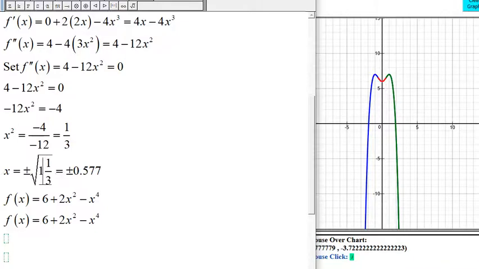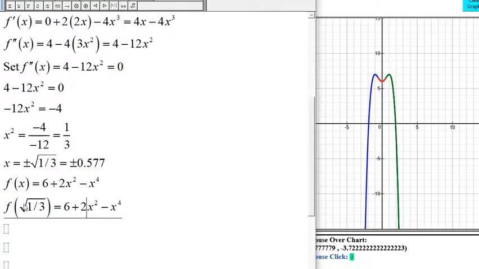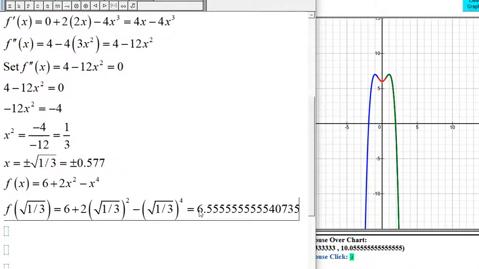So let's write this way. So we have the square root of 1/3, and this comes out to be about 0.57735. And so that's what this point is, the square root of 1/3 and negative square root of 1/3. And so this point's the same thing, instead of negative square root of 1/3 it is positive square root of 1/3.